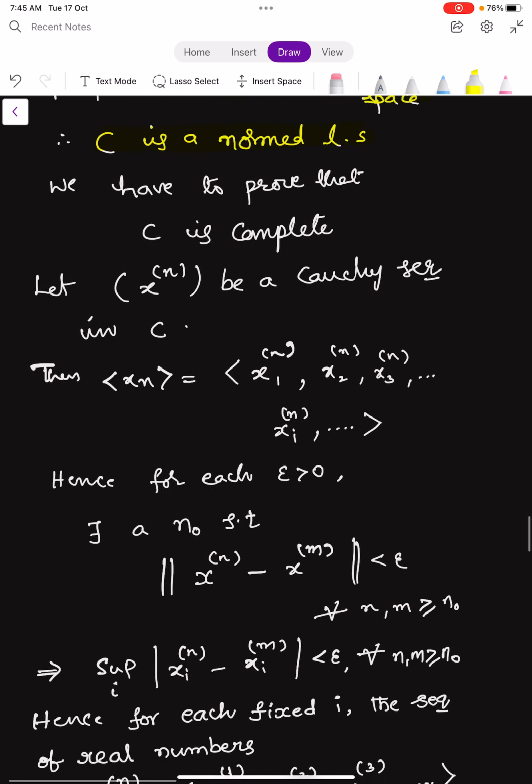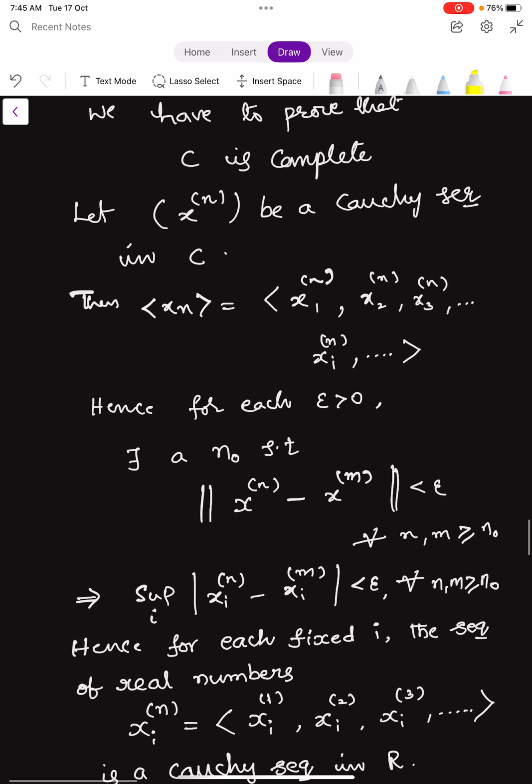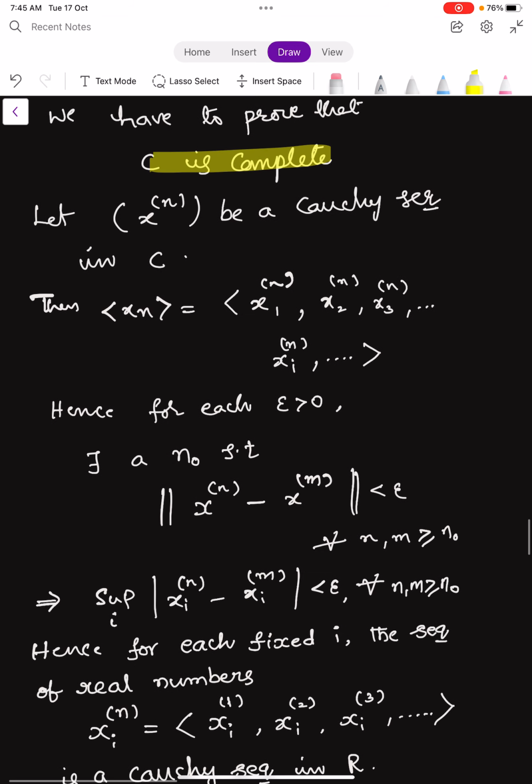Now we have to prove that this C is complete. What is meant by complete? Every Cauchy sequence in it is convergent. So, now define a Cauchy sequence in it. Let x power n be a Cauchy sequence in C. Then this x^n can be written as (x1^n, x2^n, x3^n, and so on, xi^n, and so on).